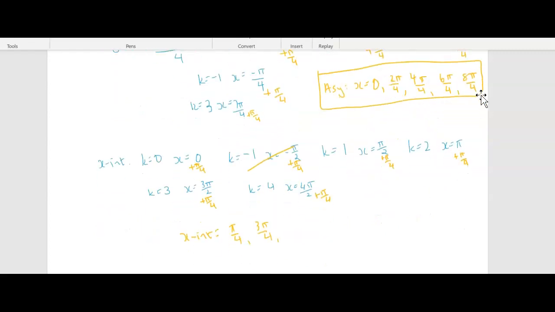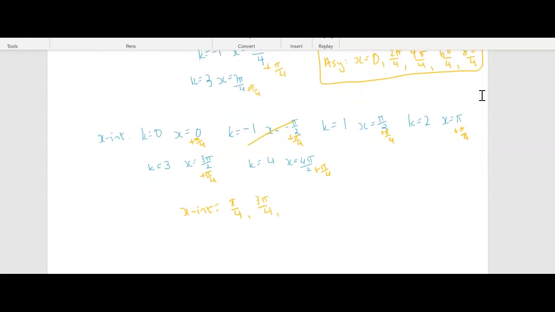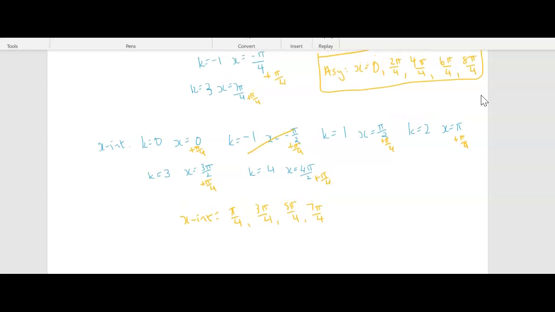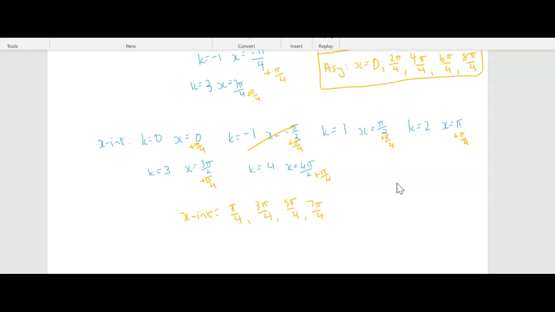And you can see they're going up by 2 each time. So the x-intercepts are pi on 4, 3 pi on 4, 5 pi on 4. You can kind of see a pattern, 7 pi on 4. And remember, your x-intercepts are halfway between your asymptotes as well, unless you've got a horizontal shift. So you can see we're halfway. So there are our x-intercepts.